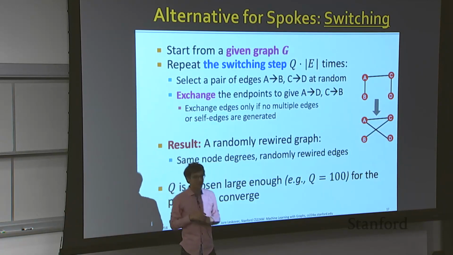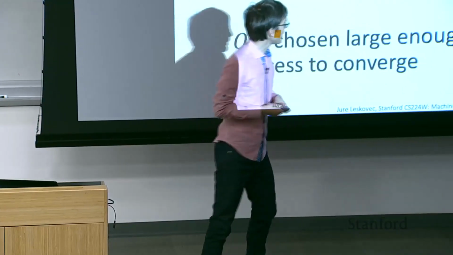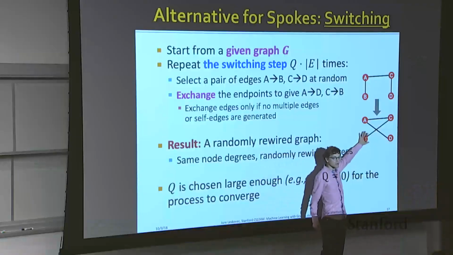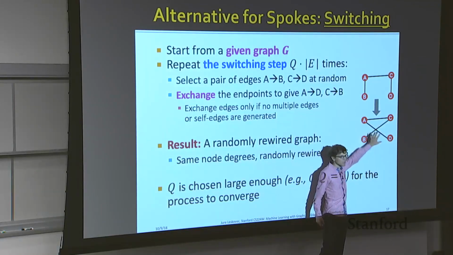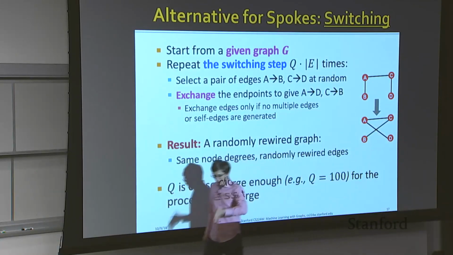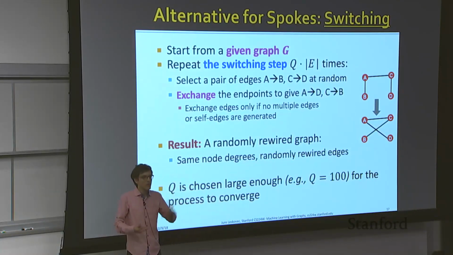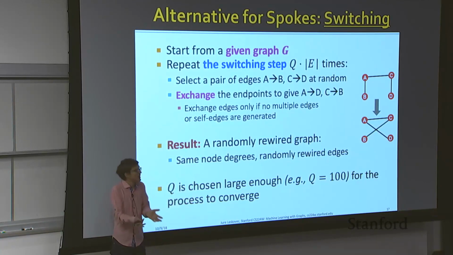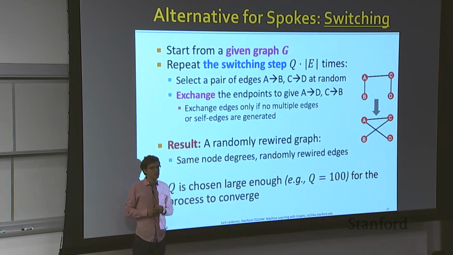Is it converging on one particular graph, or does it just keep cycling through, doing random changes? So if you run this a long time, you can show that this thing will converge. So if you stop it at some random time, you will get a random graph from the family of graphs with a given degree sequence.